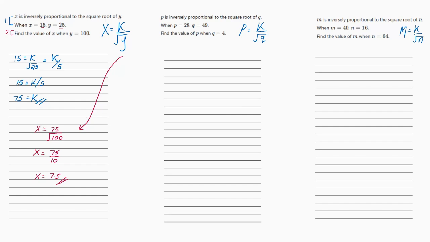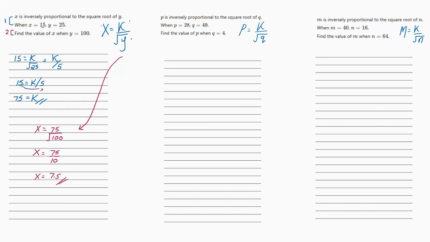So on this one, we can see that we've done our first step. So x here is 15. We keep the k where it is. And we've got our y, in this case, is 25. So we've got 15 equals k over square root of 25. And we know the square root of 25 is 5. So k over 5. And then all we're going to do is multiply. And we multiply that and we get 75. So we found out that k equals 75.